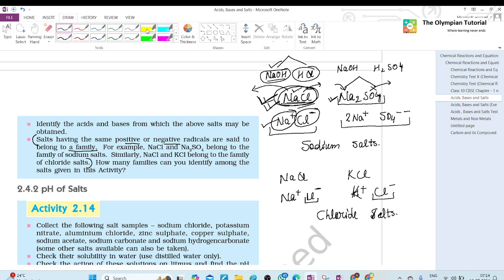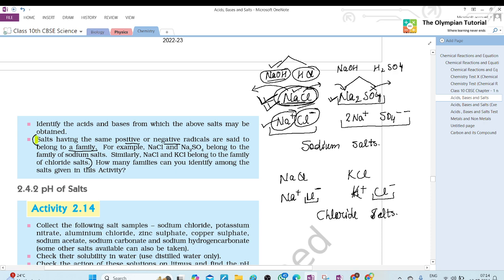Let me know, did all of you get this concept or not? You have to underline it now, and after the class you can write. Students, prepare your notes regularly, I can check any day. After completing the chapter, I will check the notes. Note down this: salts having the same positive or negative radicals are said to belong to a family. For example, NaCl and Na2SO4 belong to the family of sodium salts. Similarly, NaCl and KCl belong to the family of chloride salts.